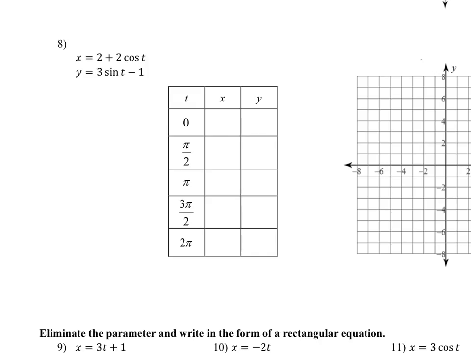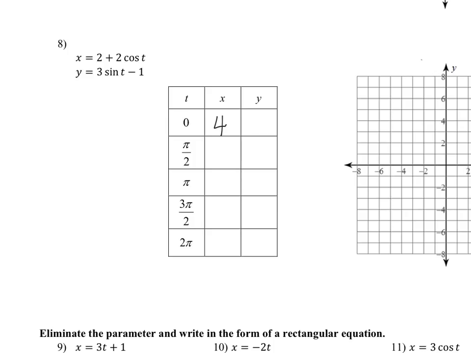All right, for the next graph, t is actually an angle measurement. So in our table, we have the angle measurements 0, pi over 2, pi, 3 pi over 2, and 2 pi. So we're going to use the values from our unit circle to help us find the x and y values for these columns. All right, so if I'm looking at my first equation, I need the cosine of t. Well, if t is 0, I need cosine of 0. Well, cosine of 0 is 1. So 1 times 2 is 2, and 2 plus 2 is 4. So my first value for x is 4.